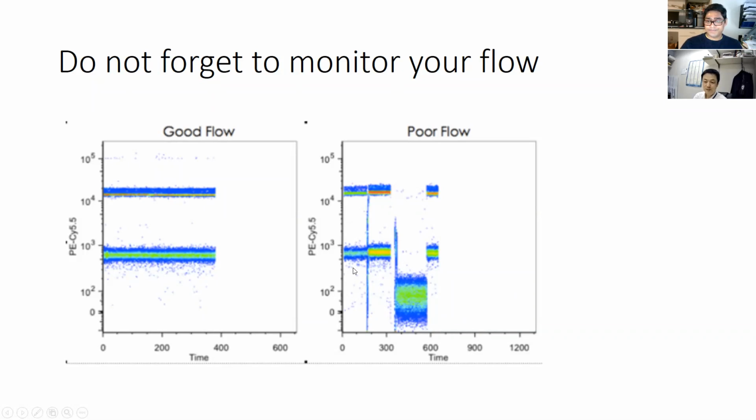If that happens, you can imagine that at this time the cells will generate a PE signal around 10 to the 3, but at this time it will generate a signal around 10 to the 2. So in your plot it will look like two populations. Actually, that's not real. It's because your flow got disrupted. So that's also one point you want to keep an eye on.